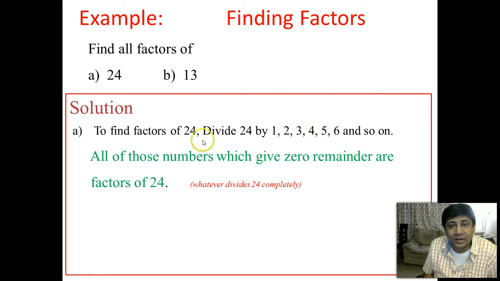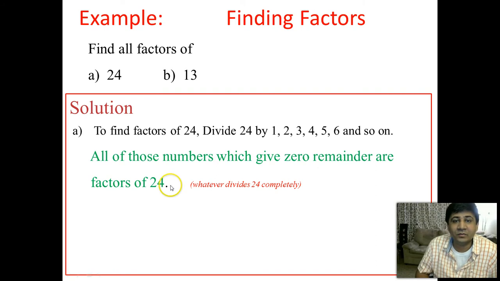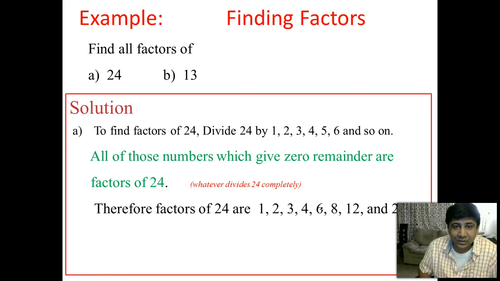If you divide 24 by 5, you will not get remainder 0, so we will ignore it. We will not count that in. So all those numbers which give remainder 0 are factors of 24. Or in other words, whatever divides 24 completely will be a factor. So the factors of 24 are 1, 2, 3, 4, 6, 8, 12, and 24. These are all factors of 24.